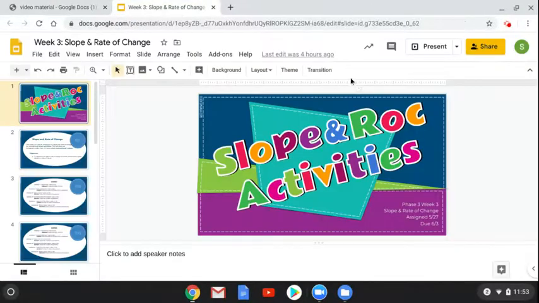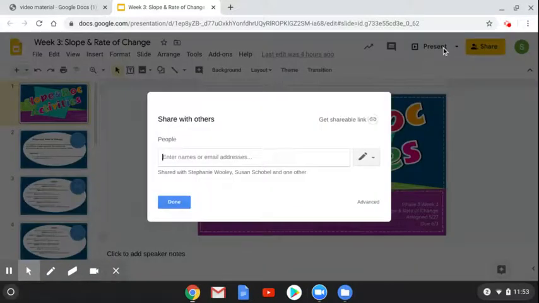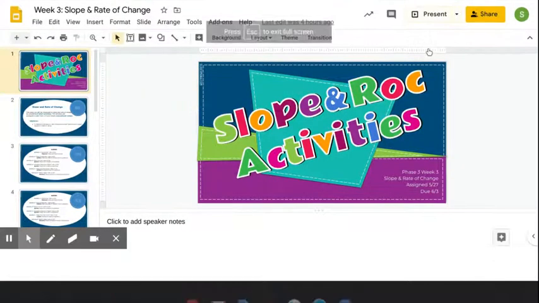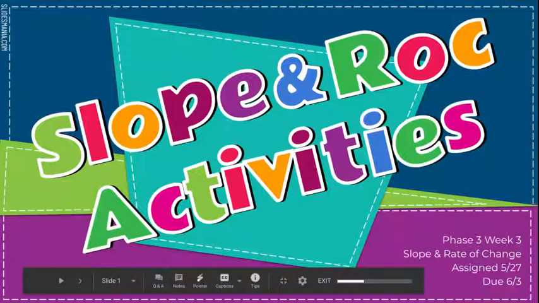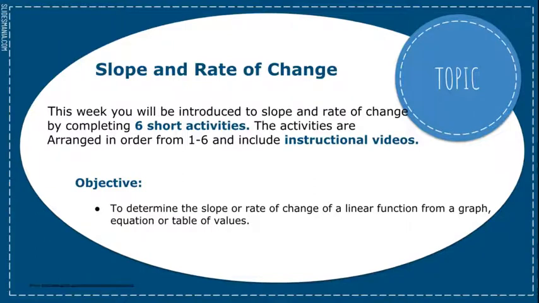So in this week's lesson, you are going to look at various activities. And I apologize. I want to get into present mode. There we go. And this is going to be assigned today, and it is due no later than June 3rd. And there are 6 short activities. Your goal is to explore the rate of change from a graph, an equation, and a table of values.